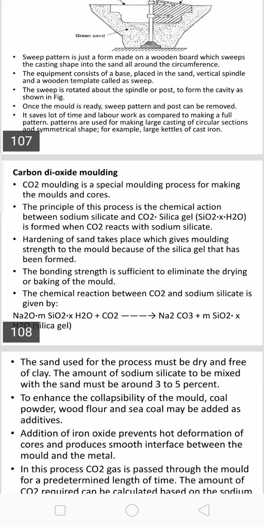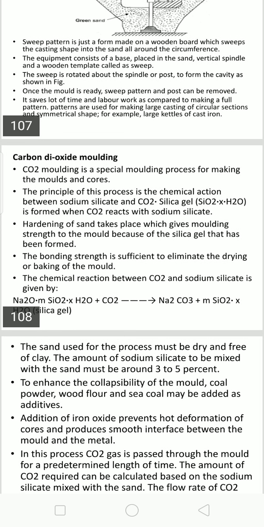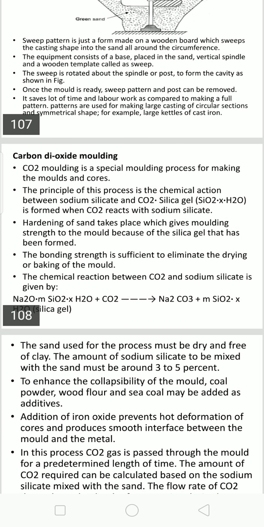Carbon dioxide reacts with the sodium silicate to form silica gel, as shown in the reaction. The silica gel formed acts as a strong bond between the silica sand grains, and this process takes place without the application of heat. Normally in core making, the carbon dioxide gas is passed while the core is in the core box and it hardens.